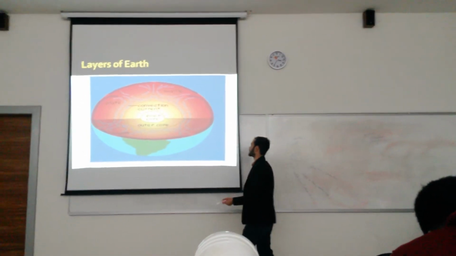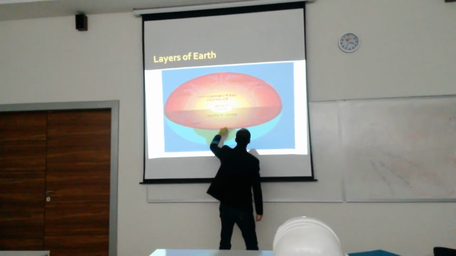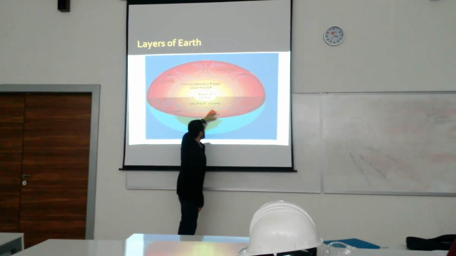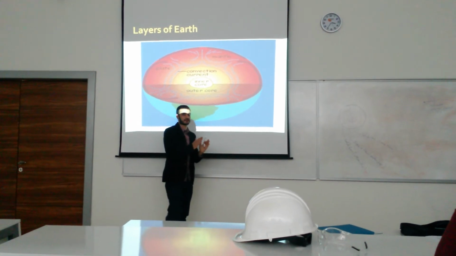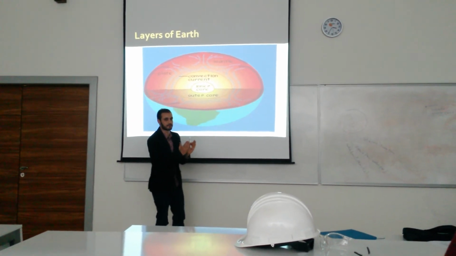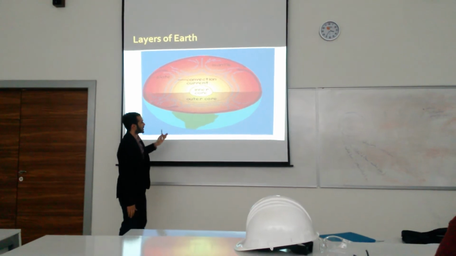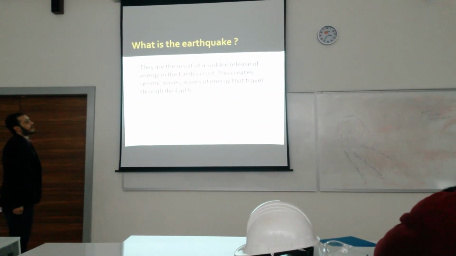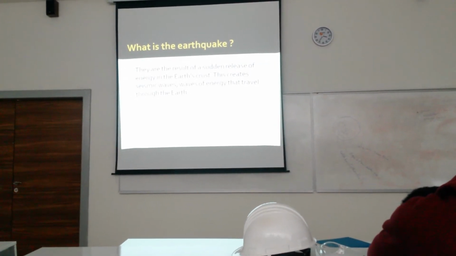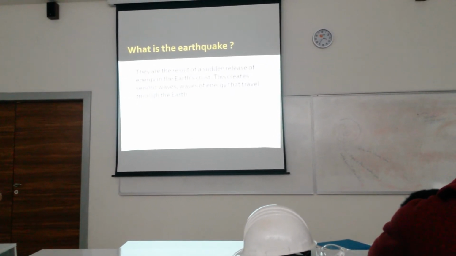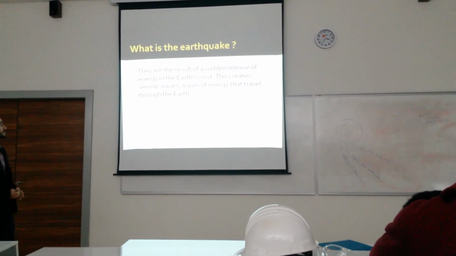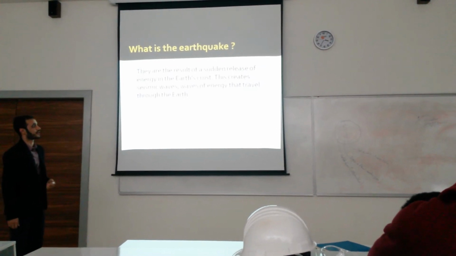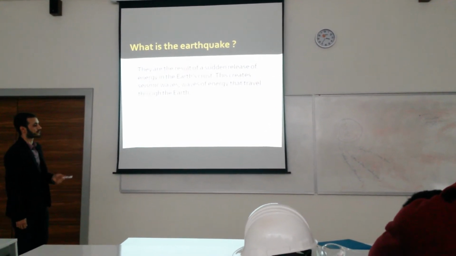As you see, there is magma under the mantle, and it extrudes through the mantle. Then sometimes it causes cracks in the plates, the soil. Then the earthquakes happen. They are the result of the sudden release of energy in the Earth's crust. This creates seismic waves of energy that travel through the Earth.